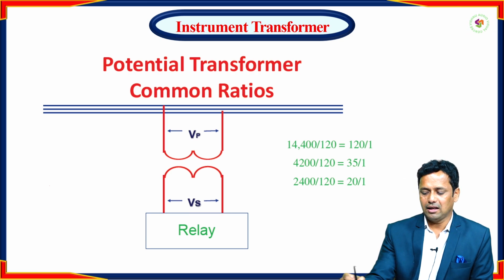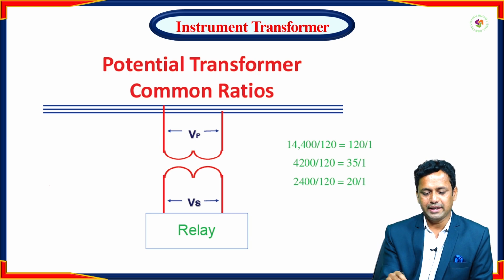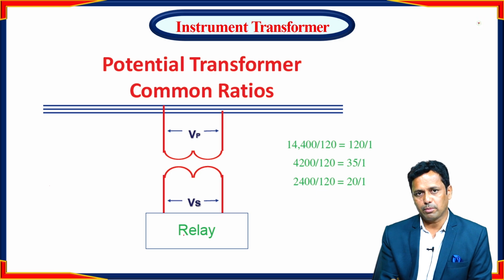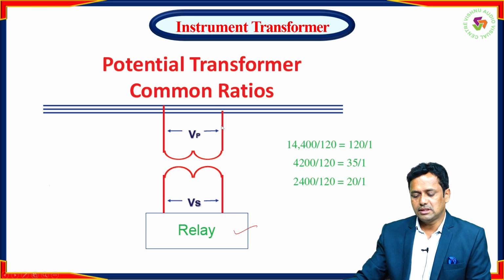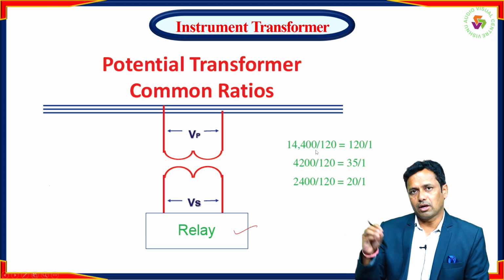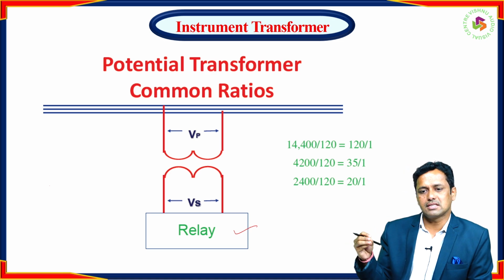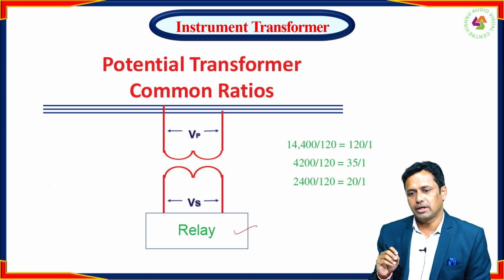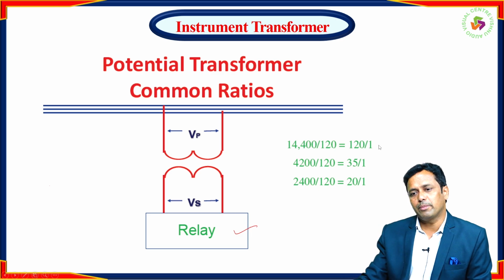The R, Y, B three lines are there here. The PT is connected, with one primary and a secondary, and the bottom part is connected to the relay. This ratio is called 14,400 by 120. What do we mean by the 120? The 120 is the phase difference between the R, Y, B three phases. So 14,400 by 120 equals 120 by 1.